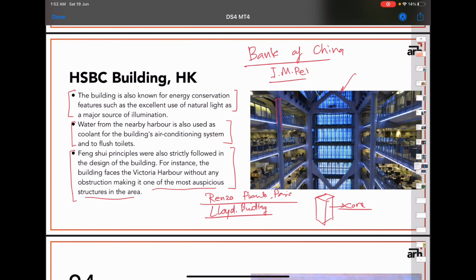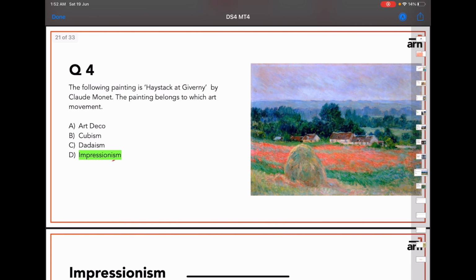So this was a very interesting experiment, and in 1995, when the building was completed, it was actually one of the most expensive buildings in the world at that point. And so again, a very influential building, and this opened up the ways for Norman Foster to enjoy the international fame that he enjoys today. Very beautiful building. Then we have question number 4.